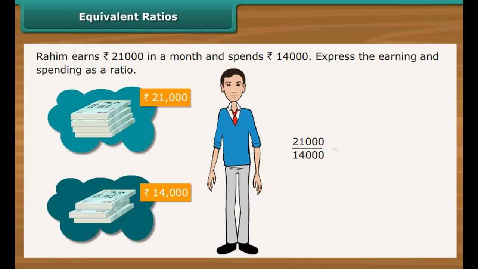21,000 by 14,000 is 21 by 14, which, when reduced to lowest terms, is equal to 3 by 2 or 3:2. It means that out of every ₹3 earned, Rahim also spends 2. The ratio for earning to spending for Ram and Rahim are equivalent. Division of quantities, values, according to ratios. Let us now use ratios to divide quantities and values.